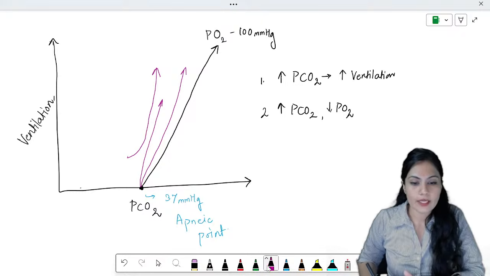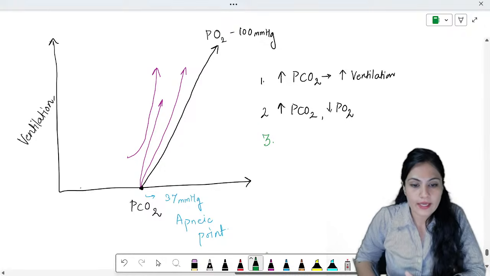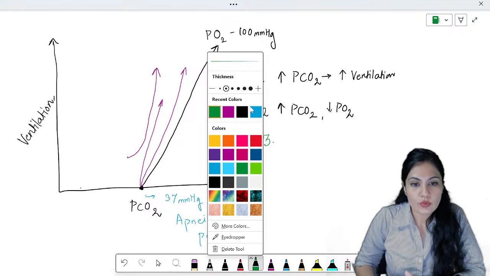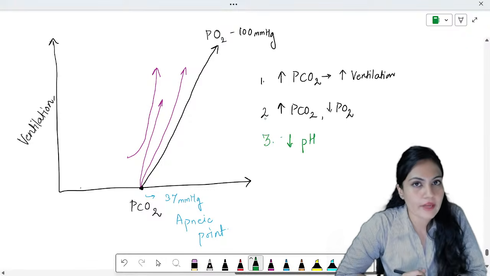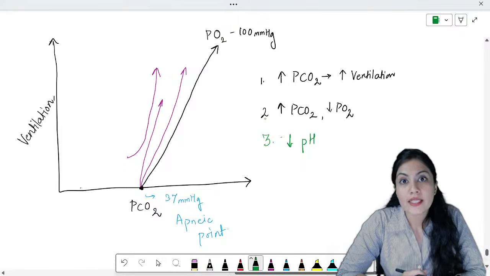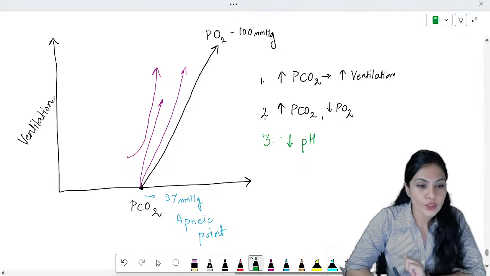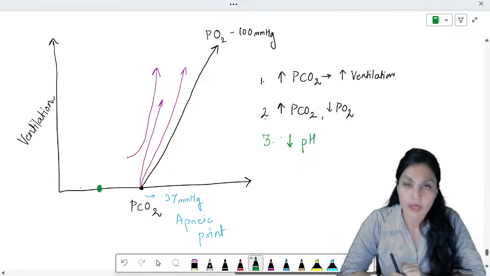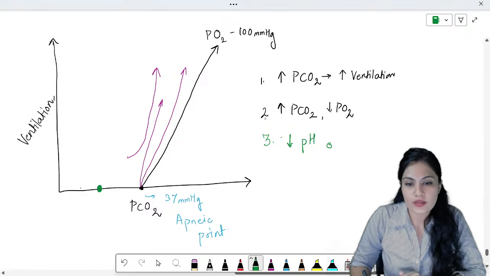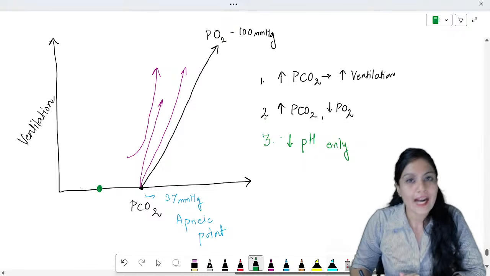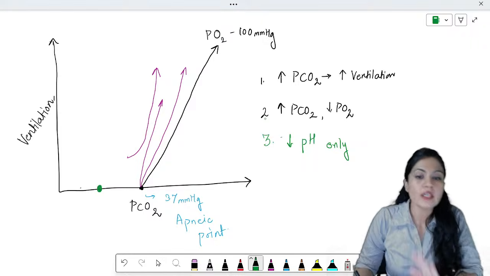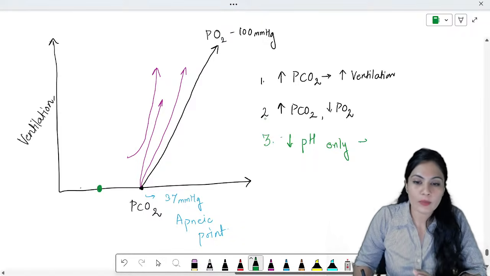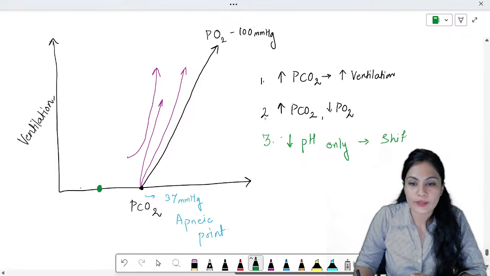But if I say that in the third scenario we have acidosis in the patient, now what will happen? If there is acidosis in the patient, the apneic point will shift. Altogether the apneic point will shift. Let's say only acidosis is there, and of course this is the correlation with the PCO2. So with only acidosis, there will be a shift in the apneic point.